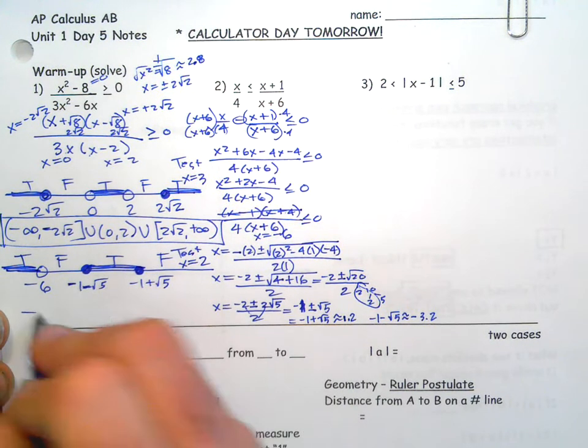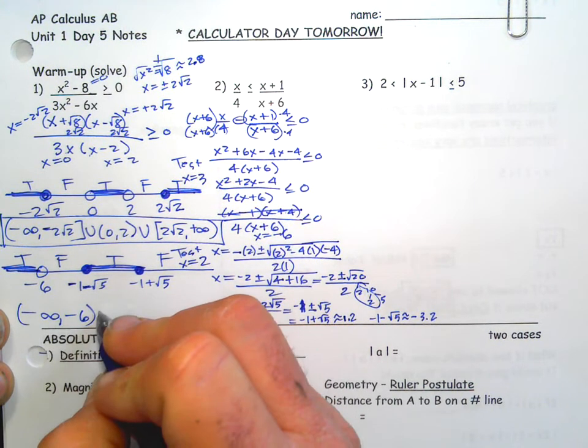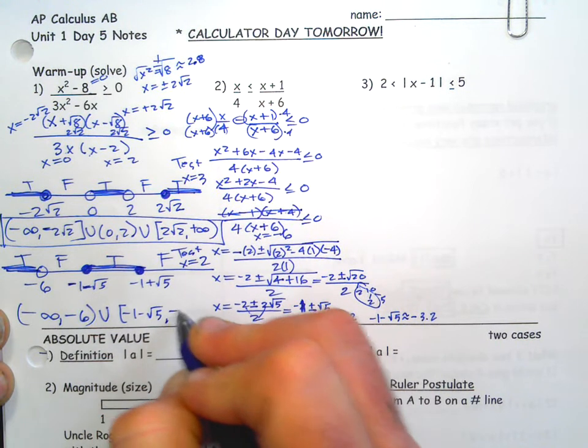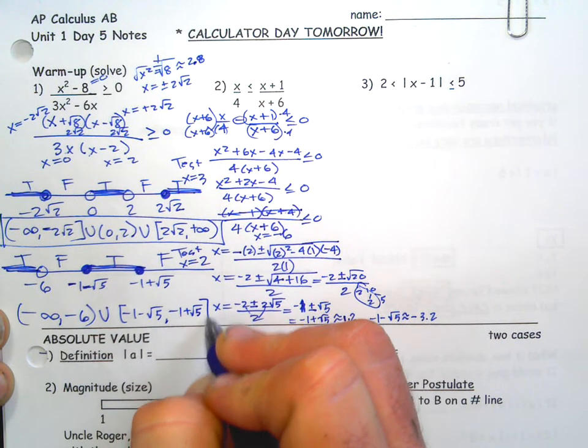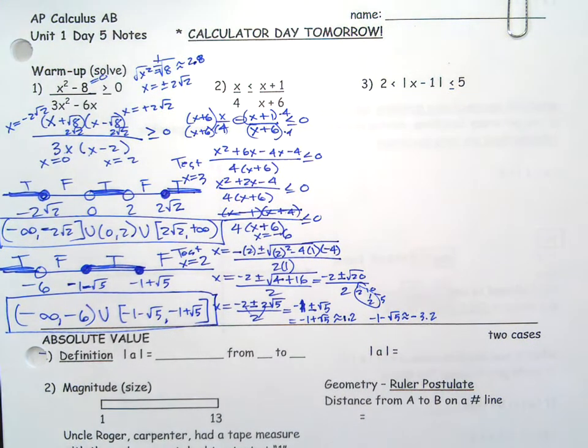So your final answer is negative infinity to negative 6. Parentheses, always parentheses on infinity. Union, bracket, negative 1 minus root 5, comma, negative 1 plus root 5, bracket. Exact answers. I don't want any of those decimals. And you should be able to do these without a calculator.